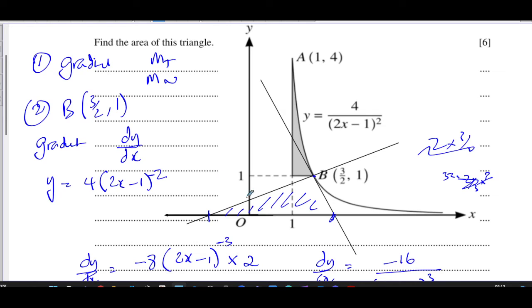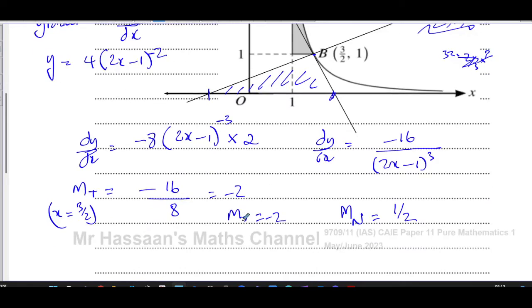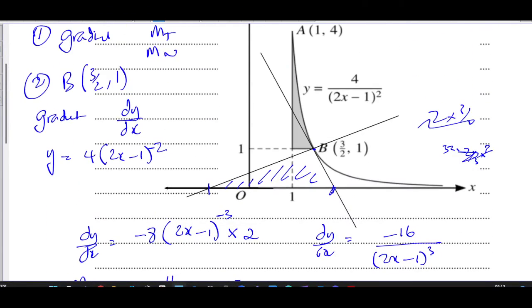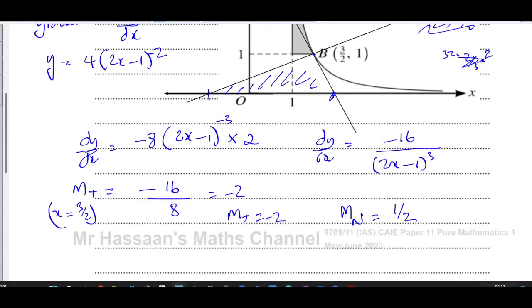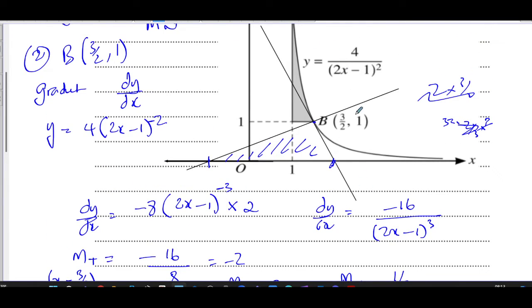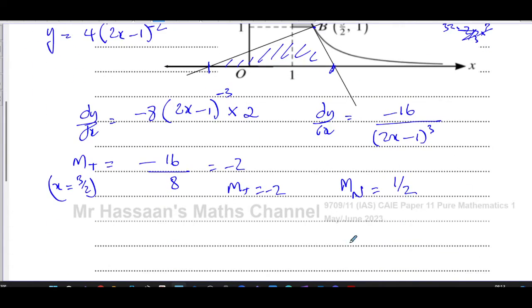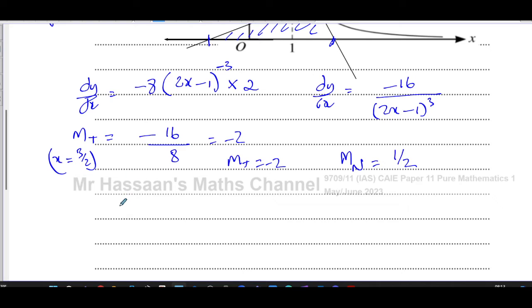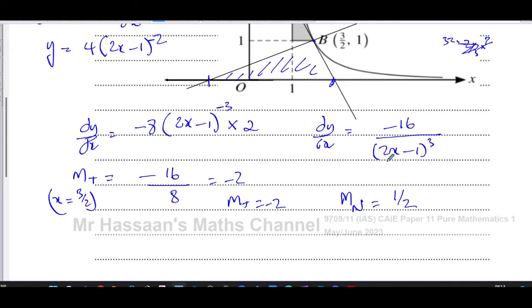Sorry, the tangent has a gradient of -2, and the normal has a gradient of +1/2. So -2 and +1/2. That looks kind of sensible here. So now we can find where the lines cross the x-axis.